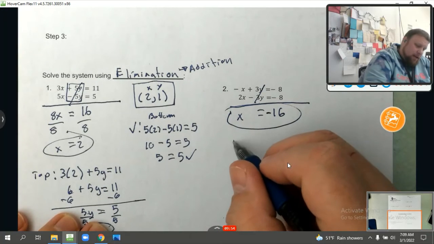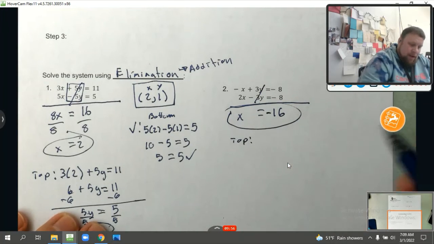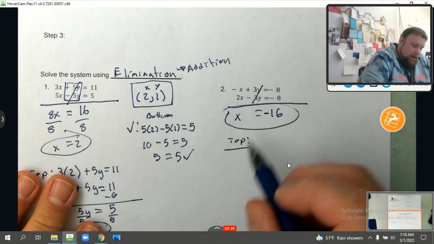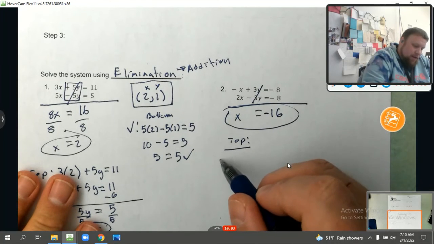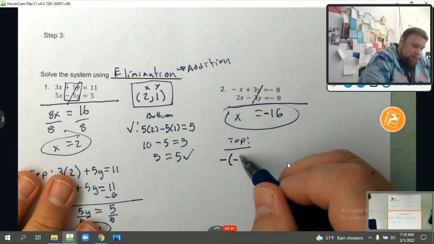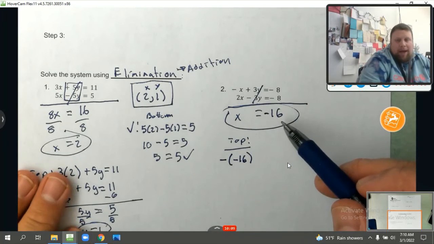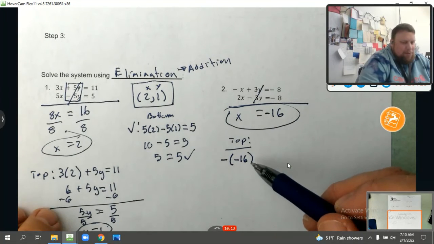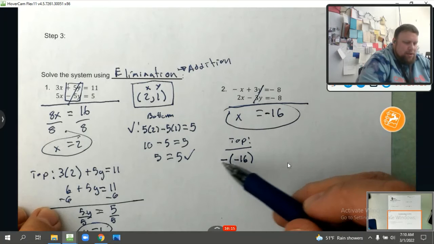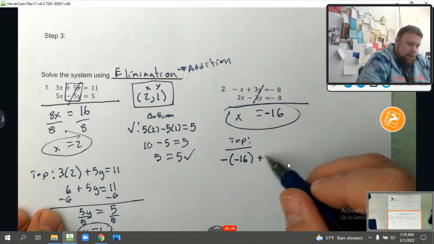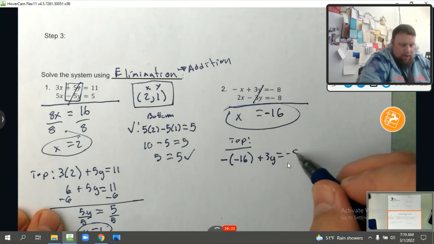Again, I'm going to plug it in the top. So what is that going to give me? Well, let's see. My x is negative 16, so I have a negative on the outside. Be careful, there's a negative on the outside, and then in parentheses, I'm going to put negative 16. I always put my x in parentheses, generally speaking. You'll see me occasionally not, but for the most part, I always put it in parentheses for situations like this, so I can see where the double negatives come in. And then plus 3y equals negative 8.